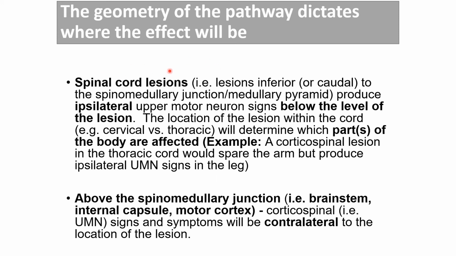So if there are spinal cord lesions caudal to, or below, the spinal medullary junction, there will be ipsilateral upper motor neuron signs below the level of the lesion. And the effect will depend on which parts of the body, based on exactly what level. That is, if it were at the thoracic level, then it would affect motor neurons below the thoracic level, sparing the arm, but affecting the leg. Above the spinal medullary junction, that is in the brainstem, internal capsule, and motor cortex, corticospinal damage will result in contralateral signs and symptoms.